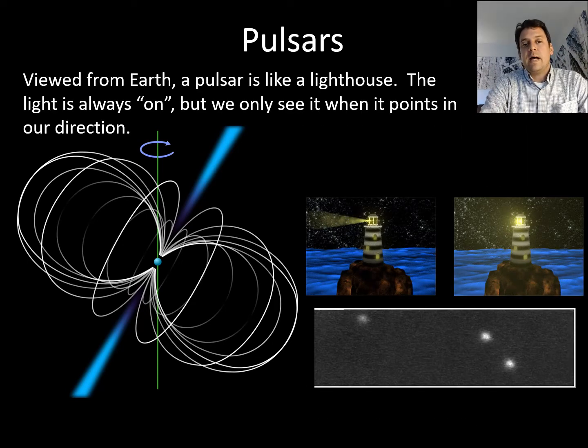As an analogy, a pulsar is kind of like a lighthouse. The light is always on because this neutron star is always spinning, but we can only see it when it happens to be pointed at us. So pulsars are the astronomical lighthouses. And just like you don't want to run into the rocks on a ship, you do not want to run into a neutron star.